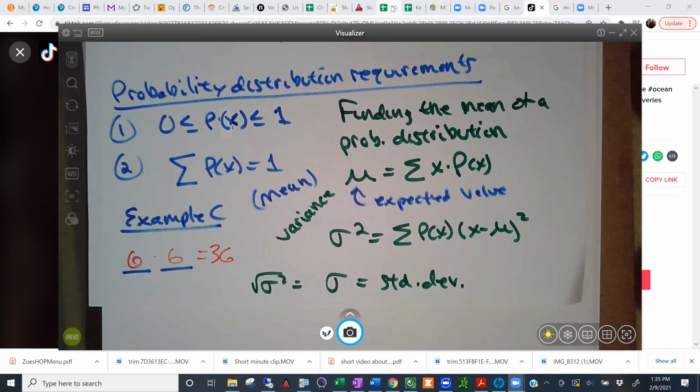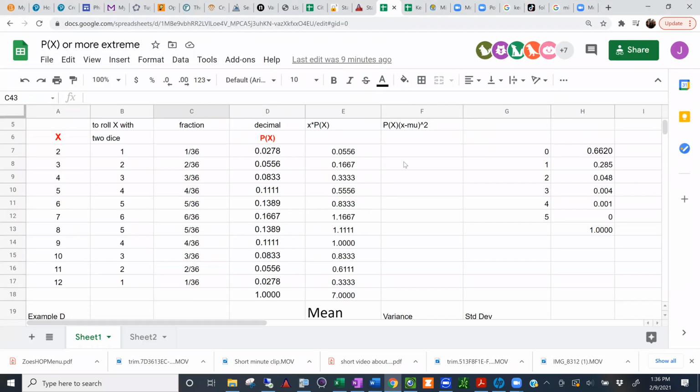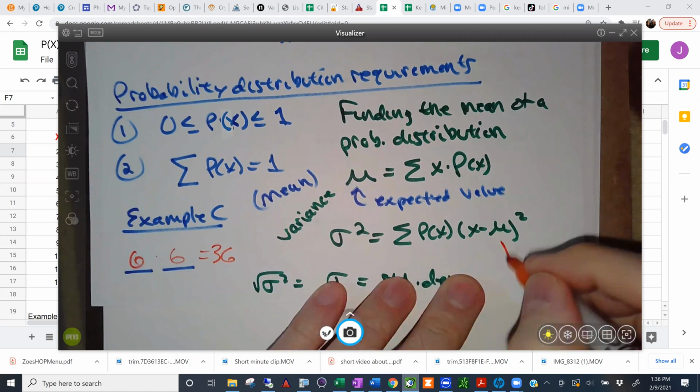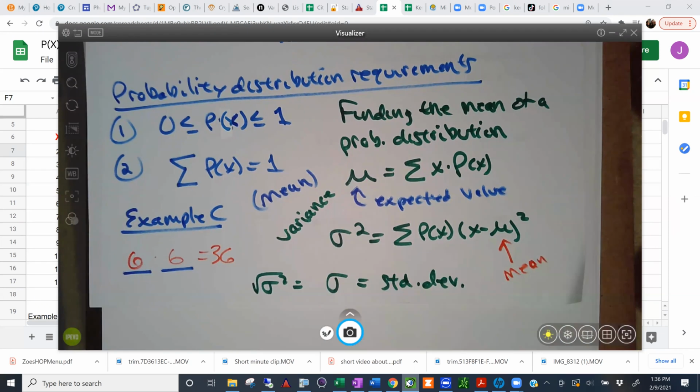So let's go back to our Google Sheets on probabilities. And I should have another column here that we didn't use yet. That's the column we need to calculate our P of X times X minus mu squared, and then sum that up to get the variance. So let's see if we can mimic this calculation. Remember, I want to take P of X times X minus mu squared. Now, in our first example here, we've already calculated mu. That's the mean. And we know that value to be 7 from our work in the first part of this class.